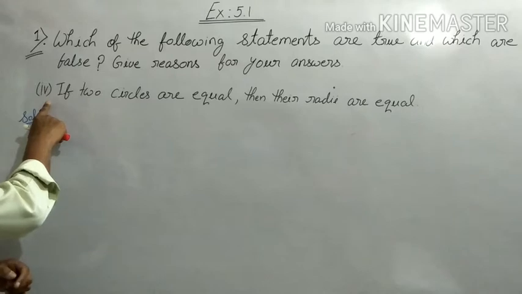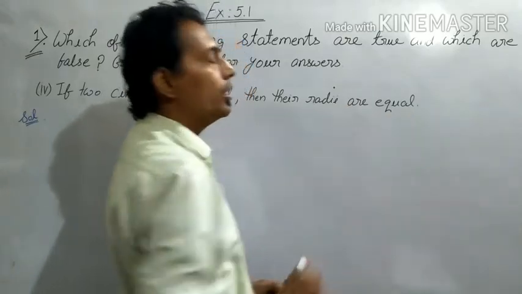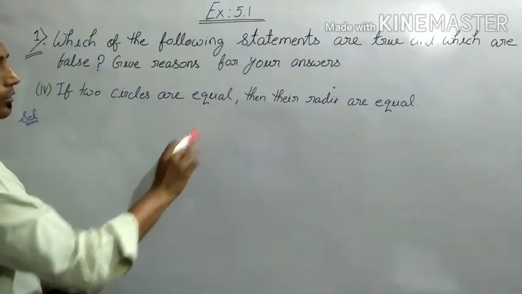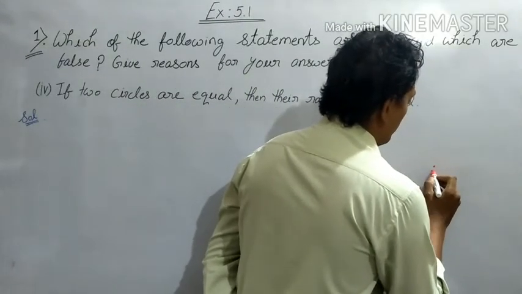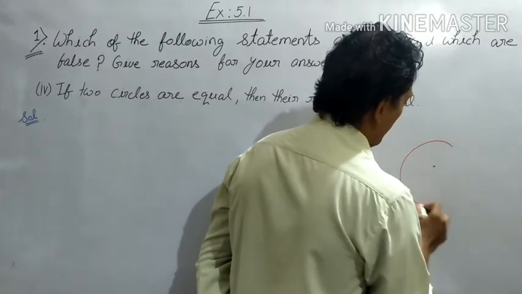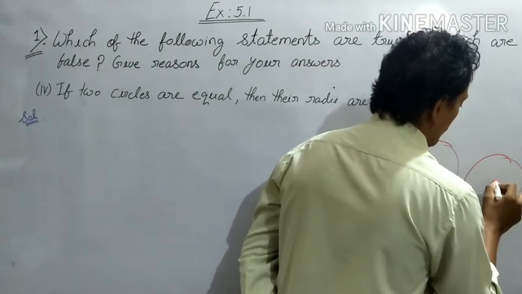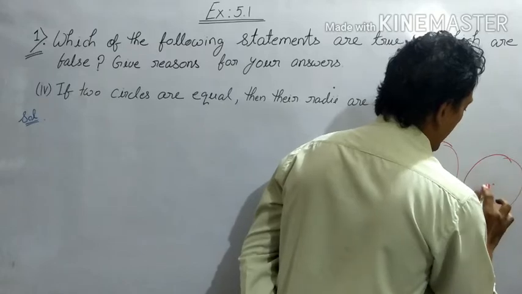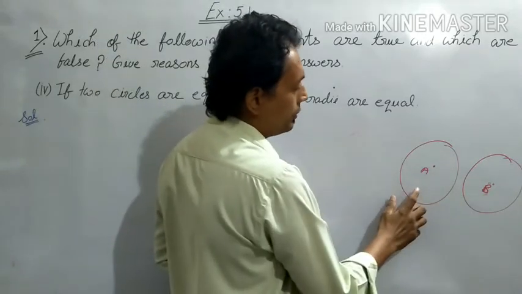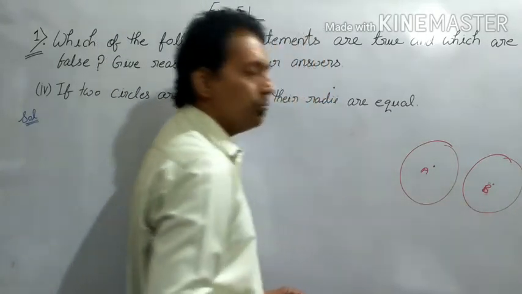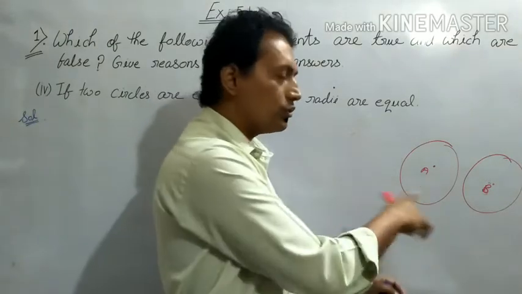Roman number 4. The statement says that if two circles are equal, then their radii are equal. So let's first of all draw two circles. One circle has the center A, and the other circle has the center B. The statement says that these two circles are equal.